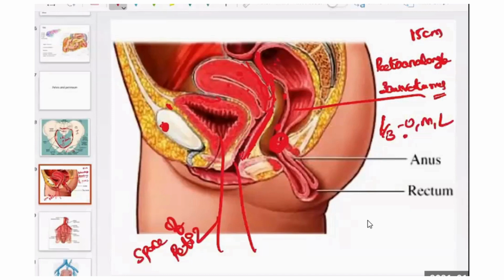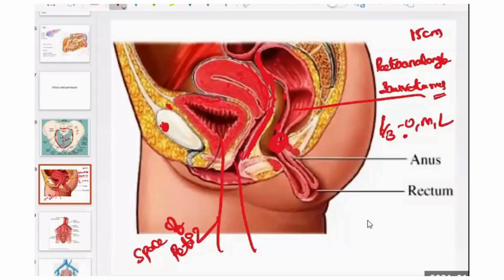For the upper part, middle part, and lower part, there are three arteries: superior rectal artery, middle rectal artery, inferior rectal artery. Then the veins are superior rectal vein, middle rectal vein, inferior rectal vein. Superior rectal vein is portal system, middle and inferior are caval system. So if there is any portal hypertension, you get engorgement of those veins that leads to bleeding through the rectum. That is called hemorrhoids.